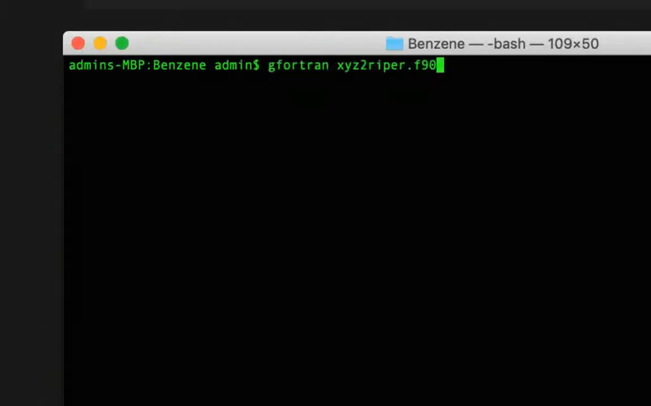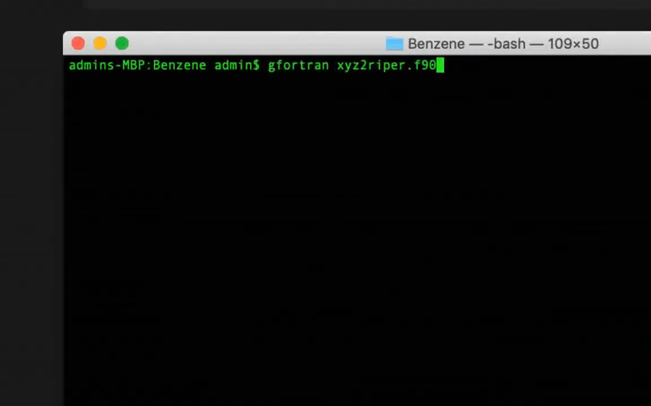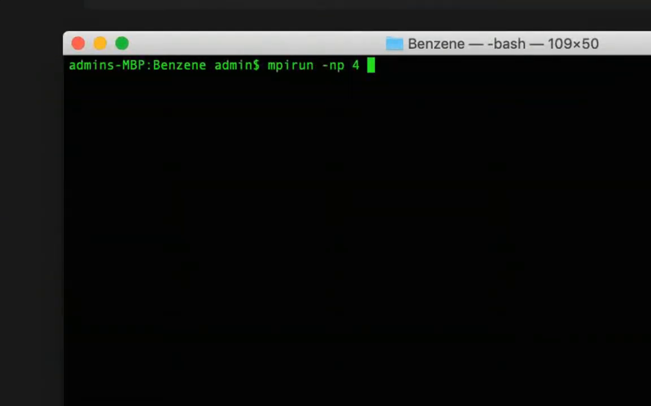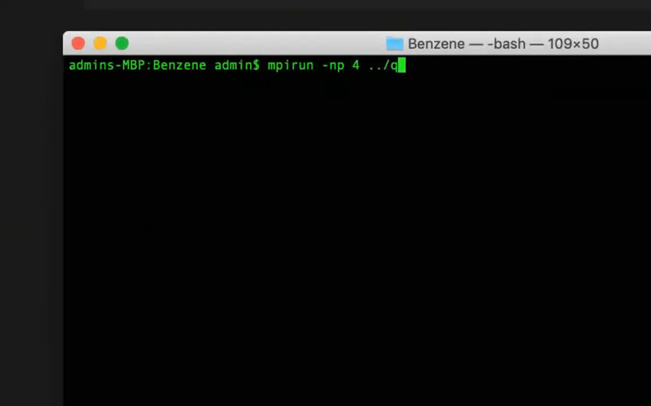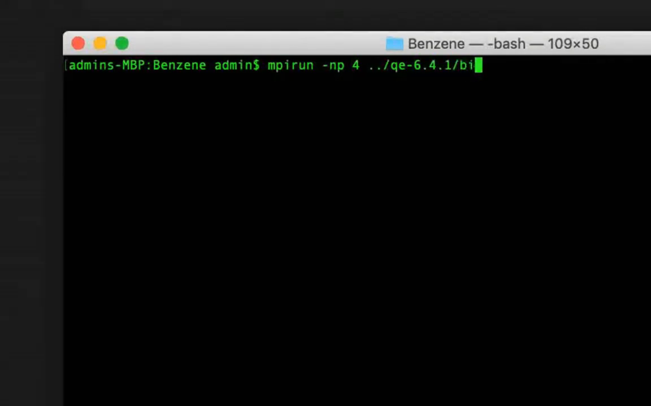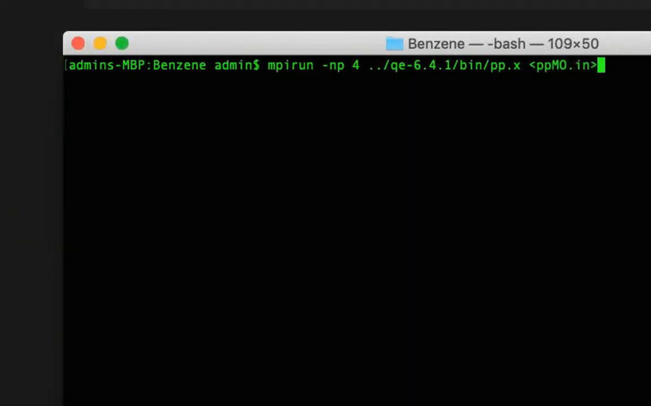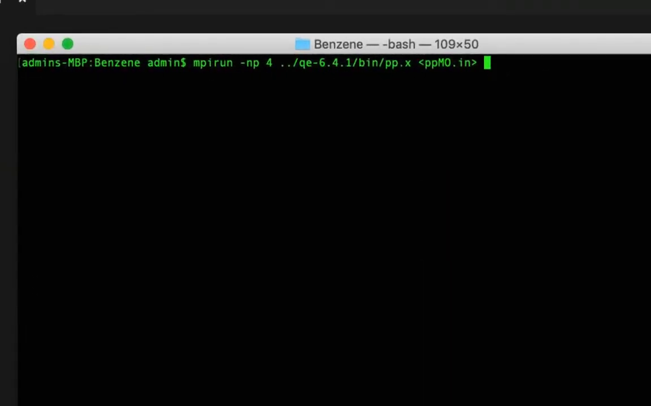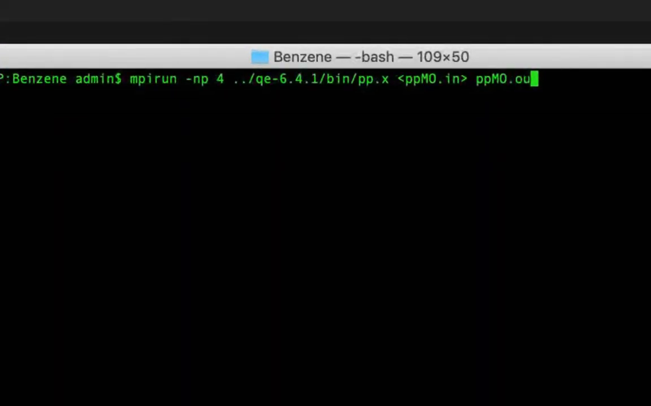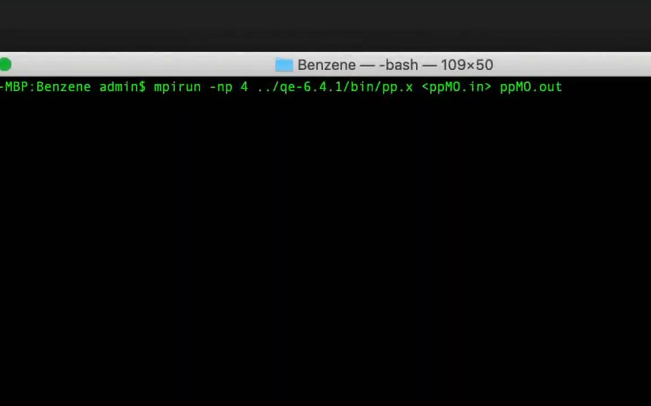Too bad. Anyway, we will just type it out once again. mpirun, it's not necessary to run in parallel, and then the address, which is in the previous directory inside the QE folder, and then inside the bin folder, we have the pp.x binary. Then the name of the input file, that is ppmo.in, within angle brackets, and then the output file ppmo.out.